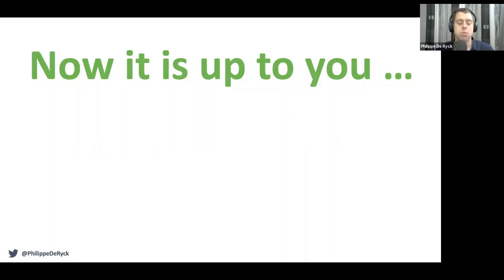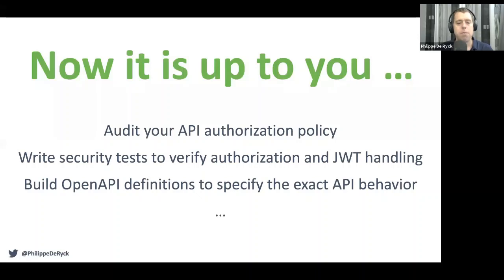Three concrete action items that you can actually start working on today or tomorrow, Monday, whenever you work. Audit your API authorization policy. So often, authorization problems are there, but they just don't jump out. So you have to carefully audit every authorization decision. Like, how do we make this decision? Do we know which restaurant we're making this for, which user, which whatever? And that's really important.